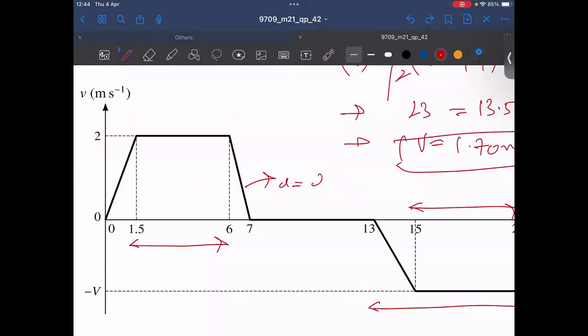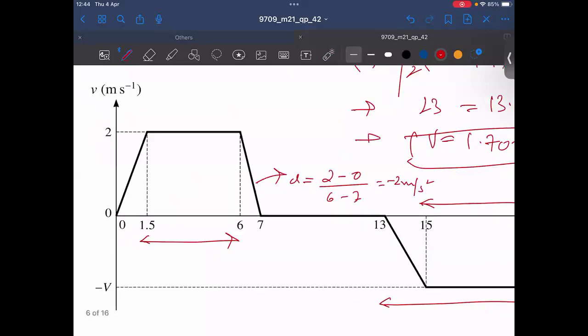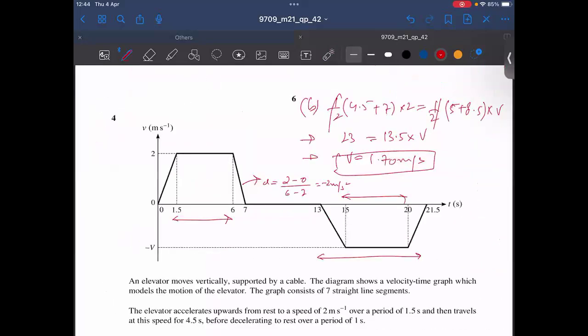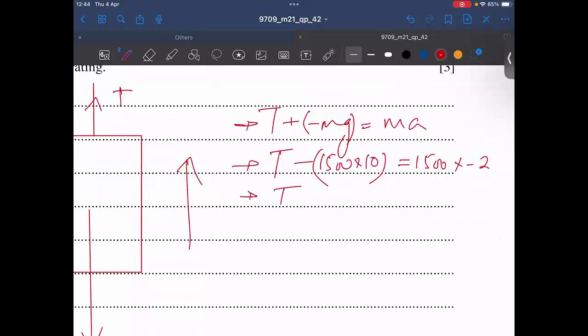Sorry, 2 minus 0 over 6 minus 7. It's going to be minus 2 meter per second square. All right, so I'm going to put up over here minus 2. So tension equals minus 3000 plus 15,000. So T is going to be equal to 12,000 Newton.